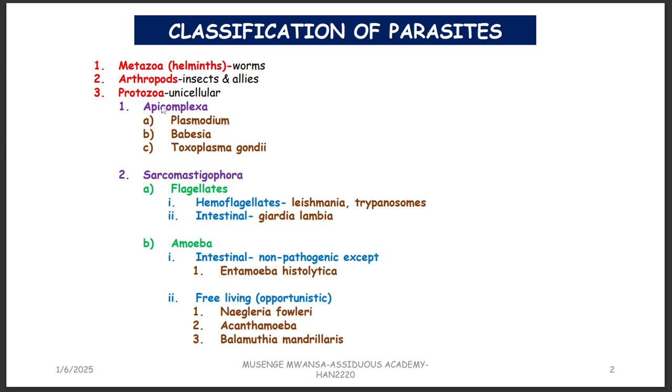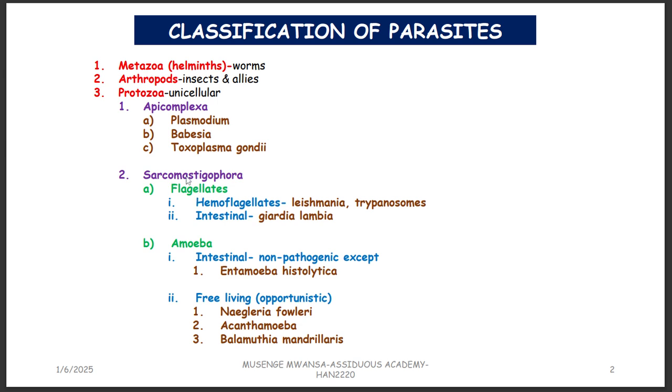It's actually a protozoan. We can divide protozoa into Apicomplexa and Sarcomastigophora. These are the two big classifications. Apicomplexa have similar features. They include Plasmodium, the parasite that causes malaria. We also have Babesia, which causes babesiosis, and Toxoplasma gondii, which causes toxoplasmosis. So these are known as Apicomplexa.